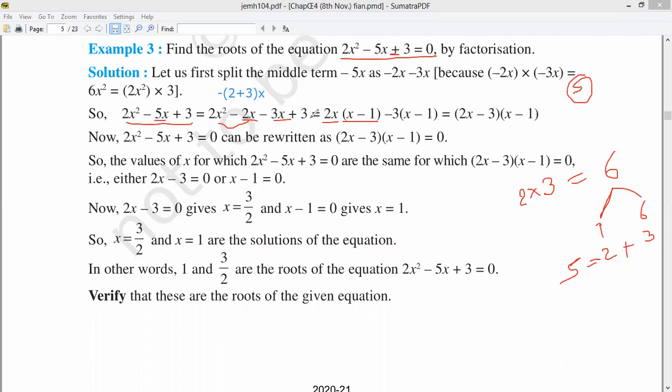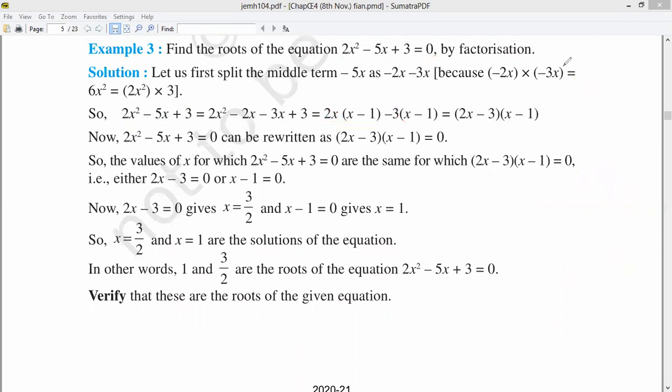When we take out 2x as common, the remaining value is x minus 1. And in minus 3x and 3, when we take out minus 3 as common, the remaining value is x minus 1. Now in both terms, when we take out x minus 1 as common, the remaining value here is 2x and here the remaining value is minus 3. So this is 2x minus 3 into x minus 1. It means the given equation 2x square minus 5x plus 3 is equal to 0 can be written as 2x minus 3 into x minus 1 is equal to 0.